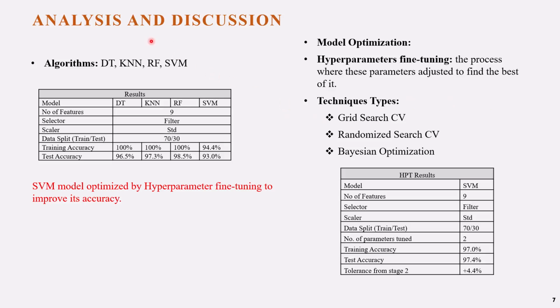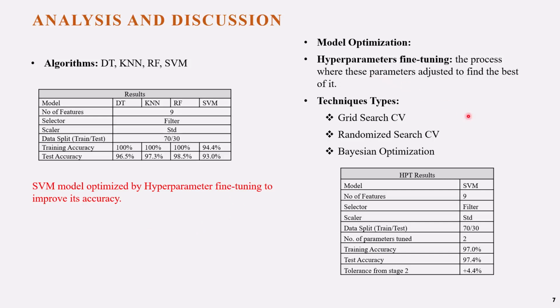Then we built four algorithms: decision tree, k-nearest neighbor, random forest and support vector machine models. After we ran and tested those models, we have these numbers. For training accuracy, most of them are above 90, except SVM, which is below 95. The test accuracy is also above 95 except SVM. Here, we need to improve the support vector machine model by hyperparameter fine tuning to improve its accuracy.